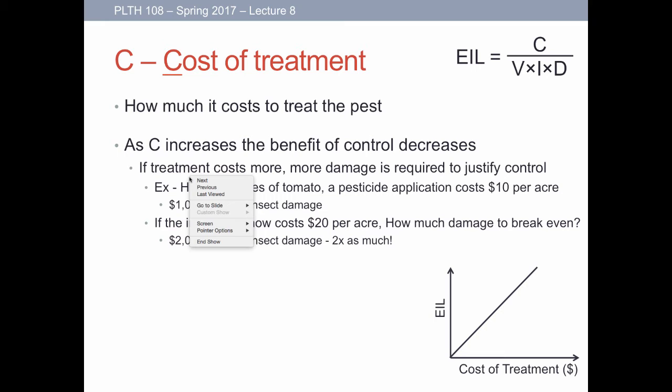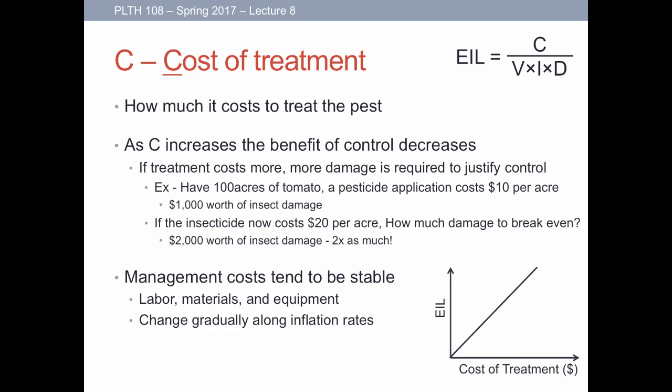On the flip side, though, we don't usually see this as a major factor in economic injury level. Management costs tend to be stable. Oftentimes, you might find some form of control that's cheaper, but labor costs or equipment costs will even that out. Same thing when things become more expensive. Typically, companies will invest time to find a cheaper solution in order to gain more market share. So you tend to see that these prices stay the same and just grow with inflation. So cost isn't usually the biggest factor in determining the economic injury level, unless you have big resistance problems and you have to move to more expensive chemistries.